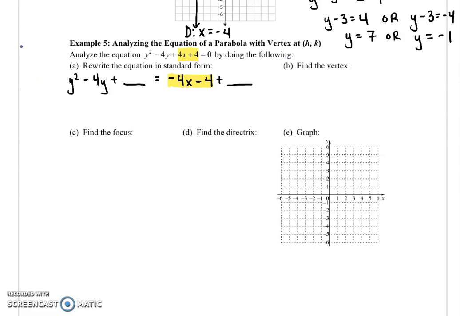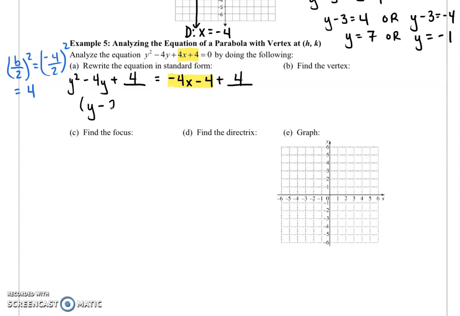Okay, completing the square here, remember we have to add b over 2 squared. So b over 2 squared is negative 4 over 2 squared, which is 4. So we're going to add 4 to both sides. And now we need to factor on the left-hand side. So that gives us y minus 2 quantity squared. And on the right-hand side, when we combine like terms, we have negative 4x.